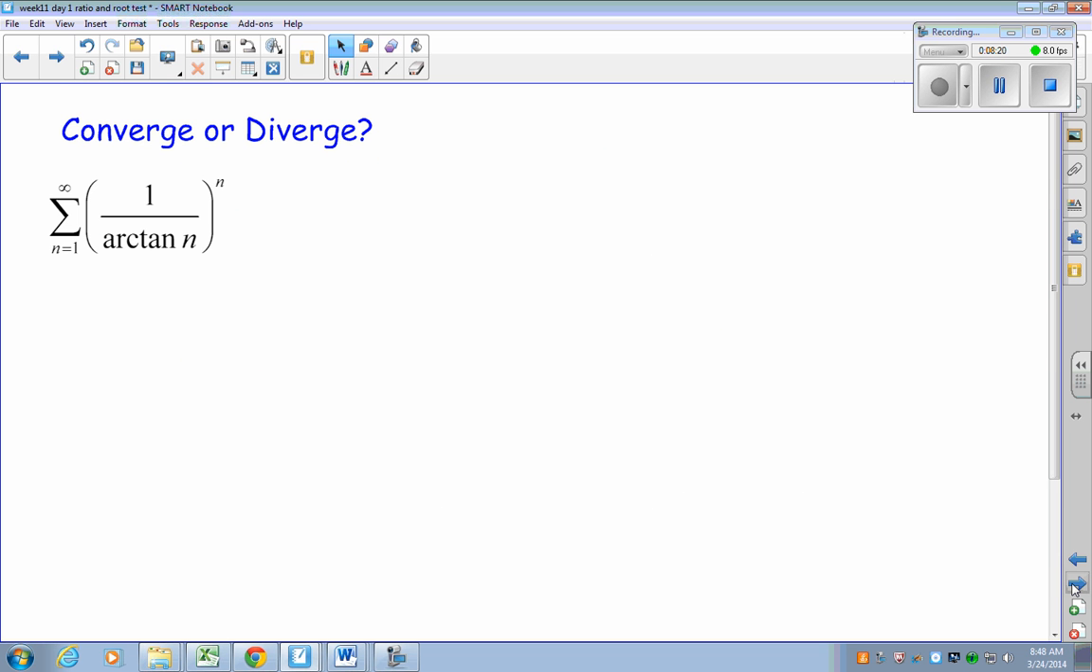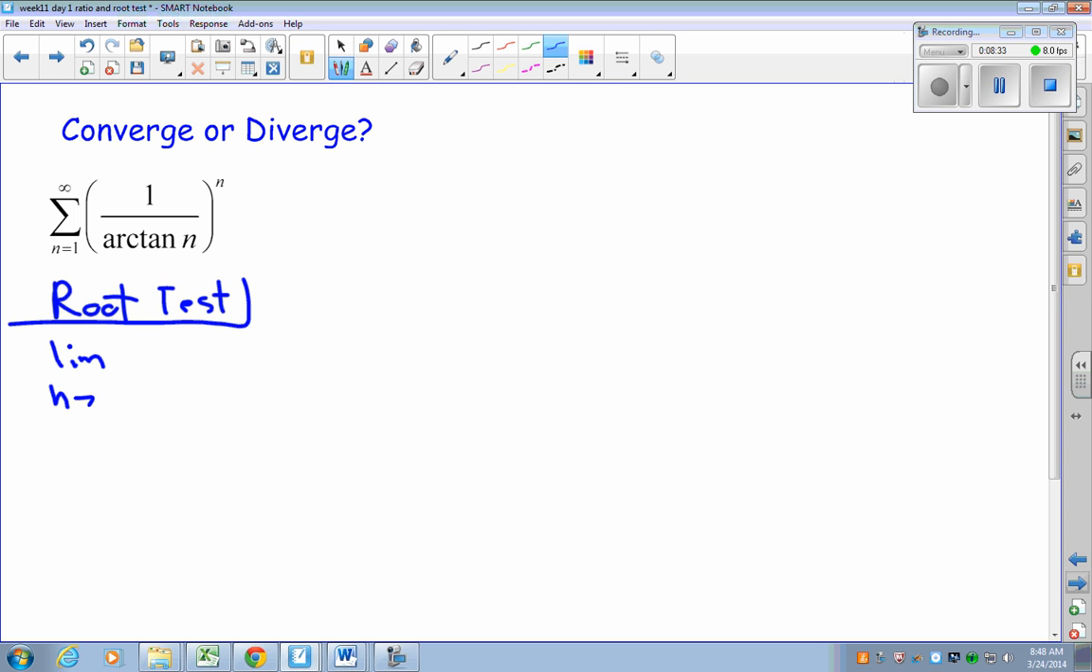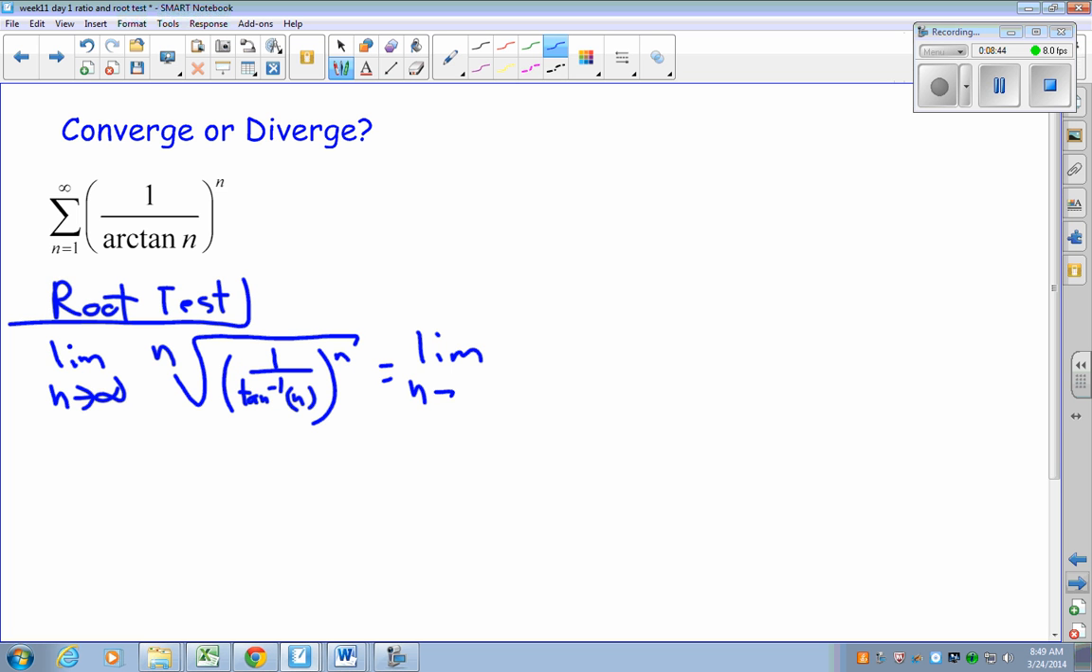Let's look at this one. This is obviously the ratio test because it's raised to the n. Or sorry, obviously the root test. Sorry about that. So, limit as n goes to infinity of the nth root of 1 over inverse tangent of n. That just gets me the limit as n goes to infinity of 1 over arctangent. If you remember, that is pi over 2.